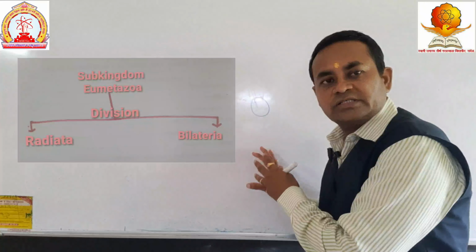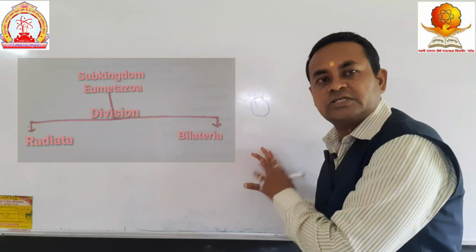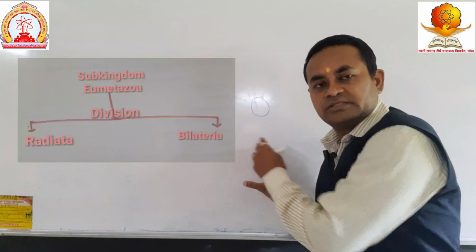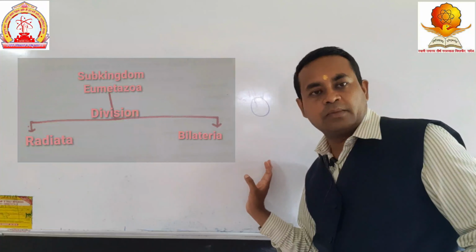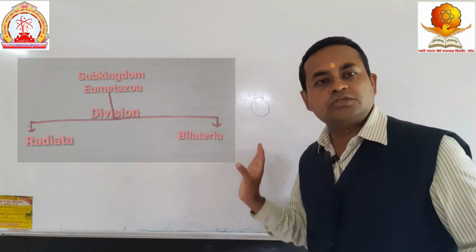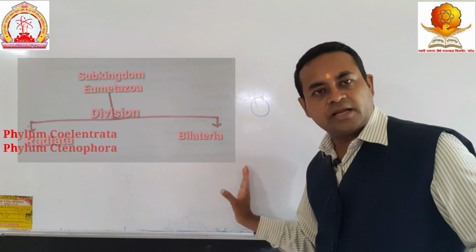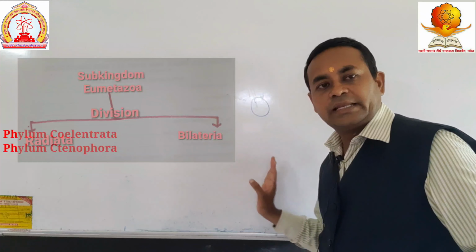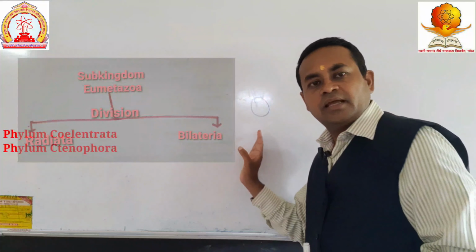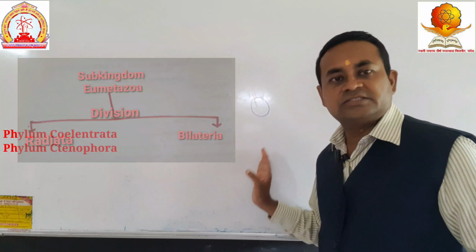Again, an important point is that these radiate animals are tissue grade animals. Tissue grade body means they consist mostly of tissues. In radiata, mostly the phylum Coelenterata and Ctenophora are present. These are the two phyla in the radiata.